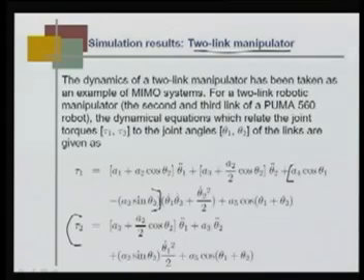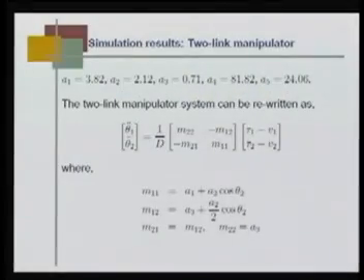Similarly, the joint torque in the second joint is this: this is the acceleration term, this is the Coriolis term, and this is your gravity term, where a1 is 3.82, a2 is 2.12, a3 is 0.71, a4 is 81.82, a5 is 24.06. The 2 link manipulator system can be rewritten as follows.